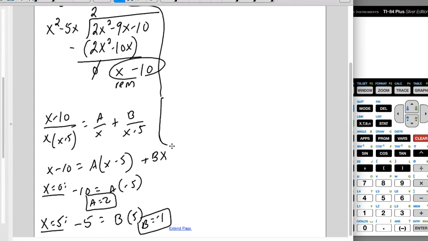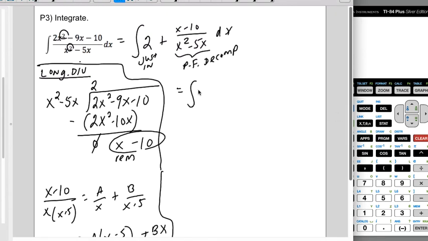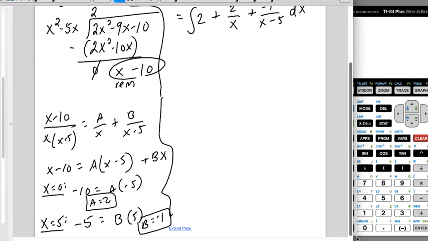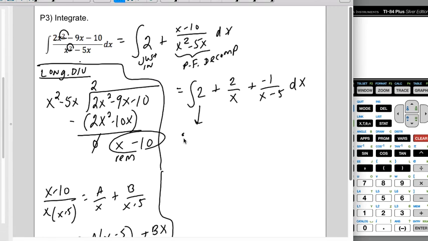So once we have all that, we get that this is the integral of 2 plus a 2 over x plus a negative 1 over an x minus 5, with respect to x. Let's double check that those numbers are right. Yep, that seems to pan out. So again, I'm just going to integrate this as a 2x. I'm just going to integrate this as a 2 natural log of x, no u sub. This one's technically u sub, but again, because your du is just dx, it's really going to look just like regular natural log. When you integrate, it's just got an x minus 5.